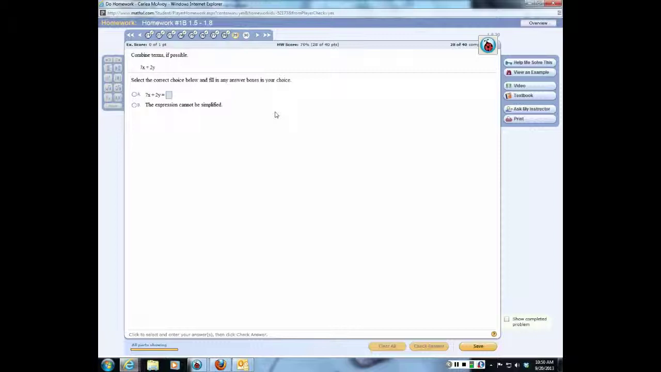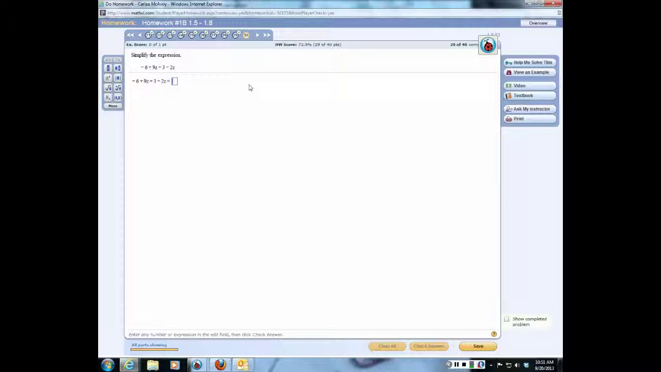What about this one? Can I combine these, 7x plus 2y? Well, they're not like terms. One has an x and one has a y. So in the example I showed you on the paper a minute ago, we can't do anything with that because they don't have the same variable. They're not like terms. They can't be simplified.